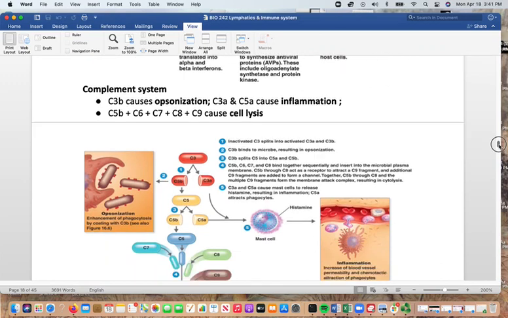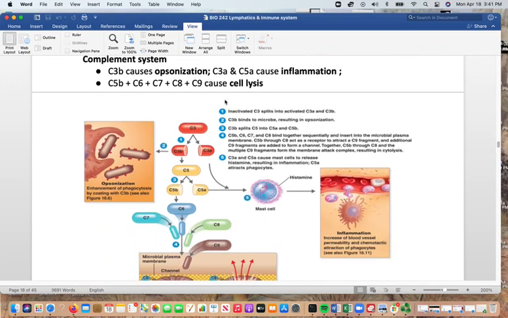So complement is a cascade. Here you can see the complement cascade. First thing, you start with C3. It's going to be activated and split into C3a and C3b. C3b will split into C5, and then that splits into C5a and C5b. And then the C5b can become C6. That will join with C7, C8, and C9. Or the C5a will go on to stimulate the mast cells.